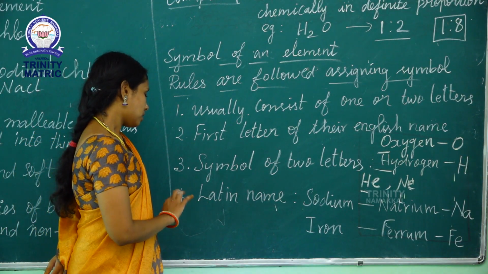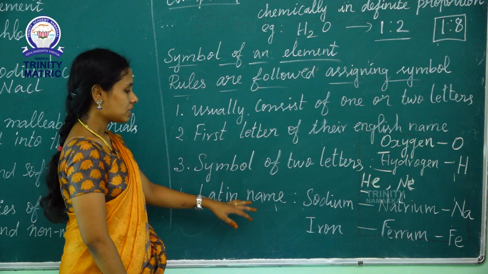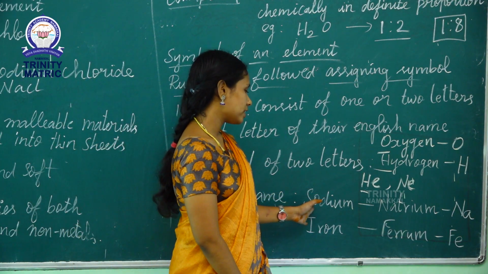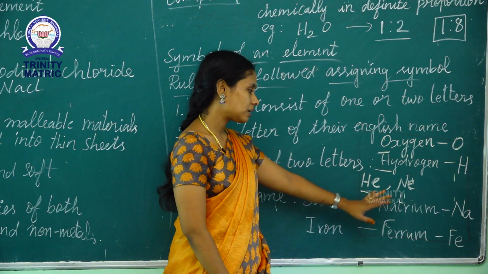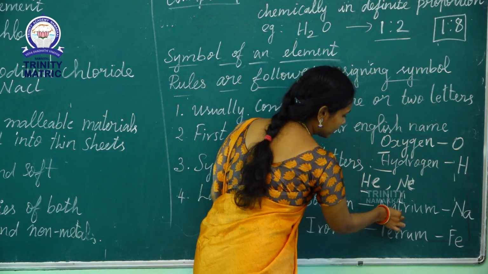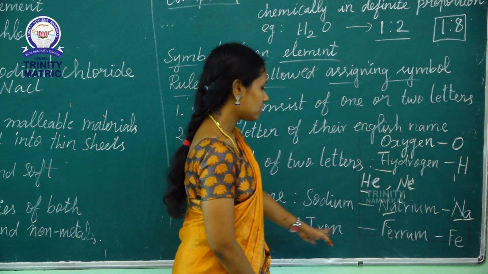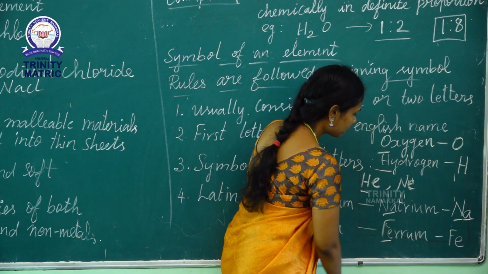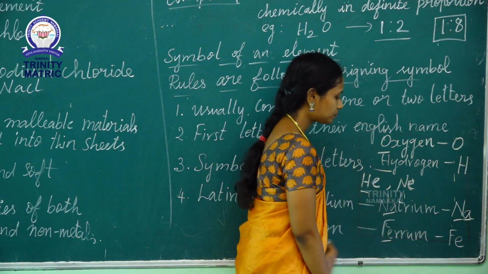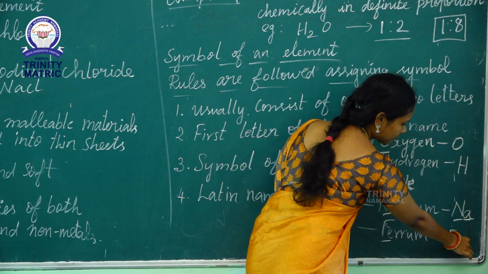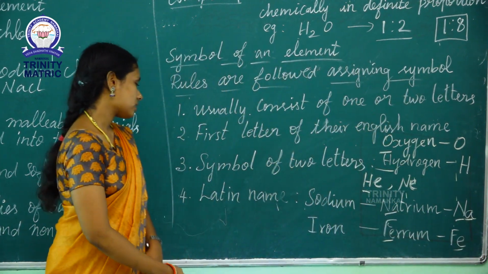And then next, Latin name. Some elements have symbols from their Latin name. Sodium's Latin name is natrium, so we write the first 2 letters, Na. And then iron: the Latin name is ferrum, first 2 letters Fe. The first letter we have to write in uppercase and the second letter in lowercase.